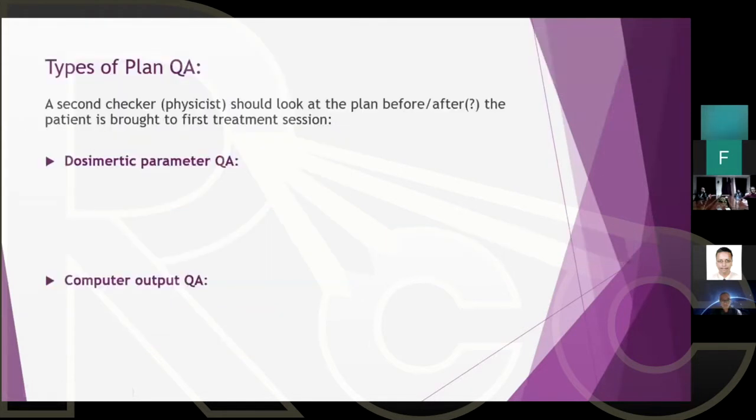The person who does Plan QA is the physicist. So the planning itself could be done by a dosimetrist. Some clinics would allow therapists to do some sort of quick plans, maybe APPA or some sort of conventional planning. And some clinics have the physicists themselves perform planning. So it does not matter who is performing the actual planning, right?